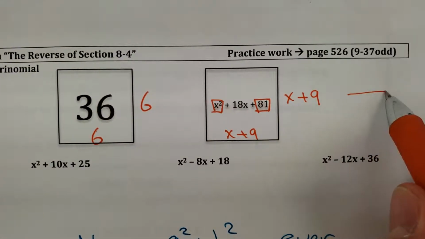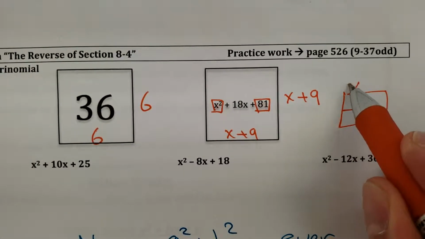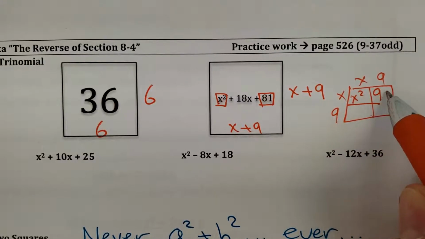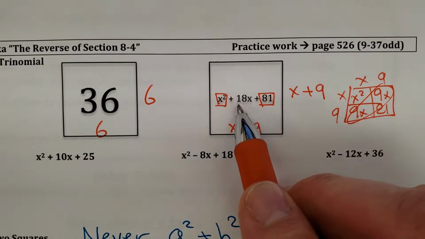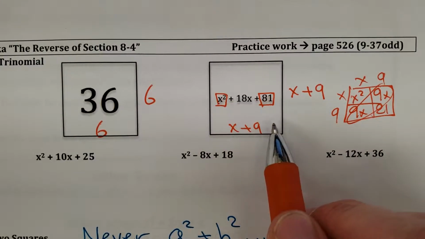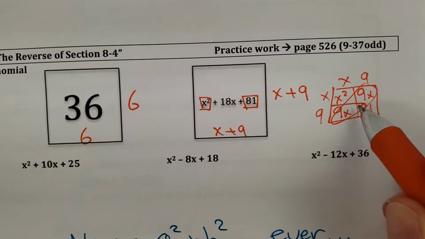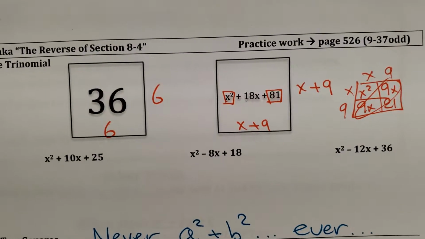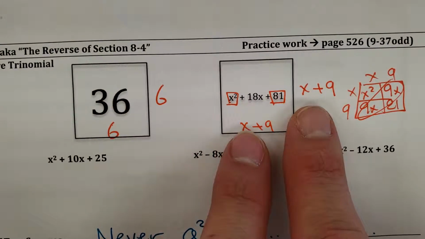So let's make a polybox really quick. If this truly was x and 9 times x and 9, there's our x squared, there's one 9x, there's another 9x, and then there's the 81. So 18 is indeed the double combo of 9 and x. What do I mean by double combo? There's always going to be two of them in a perfect square. That's all we're doing. We're looking at things like this.